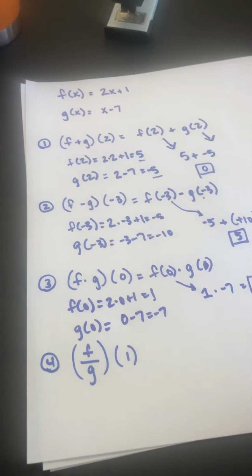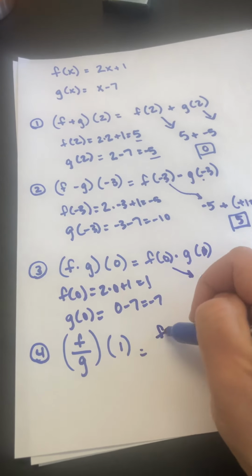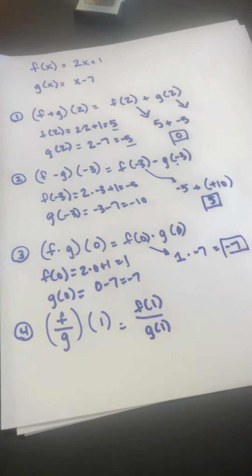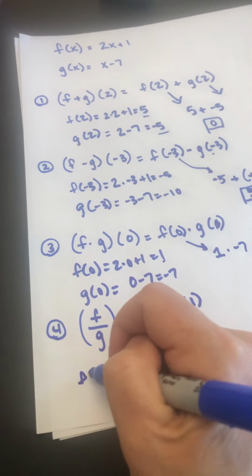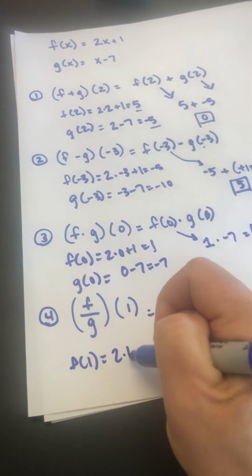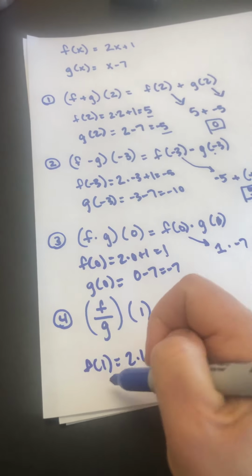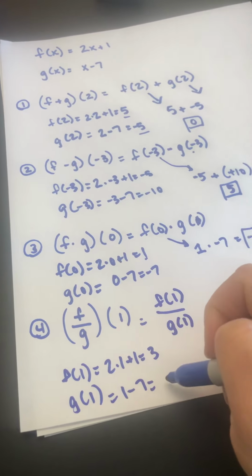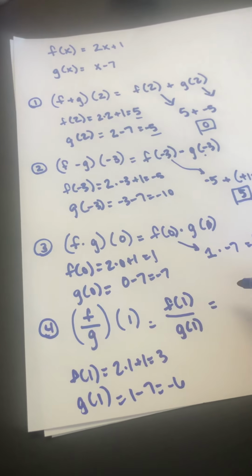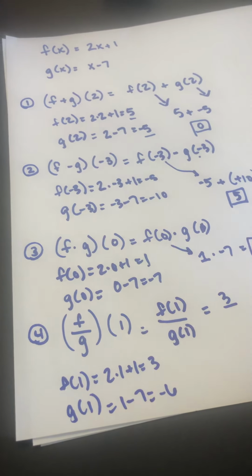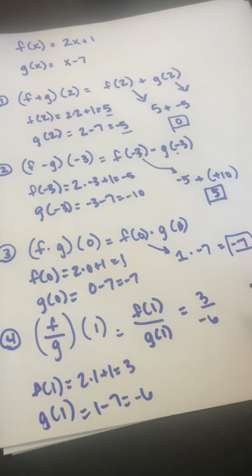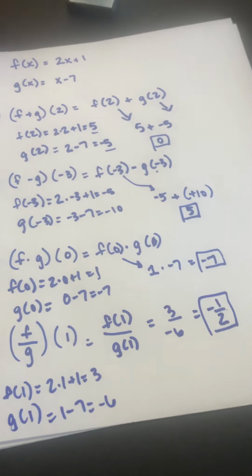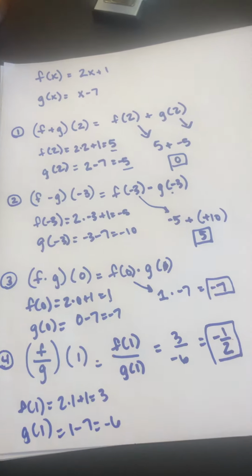And then same thing with this last example, it is f of 1 divided by g of 1. So again, come off to the side of your paper and say, okay, well, f of 1 is 2 times 1 plus 1, which is 3. g of 1 is 1 minus 7, which is negative 6. So f of 1 I'm going to replace with the number 3 over g of 1, which is negative 6, and just reduce, and you're going to end up with negative 1/2. So I hope this helps with the first part of your homework.